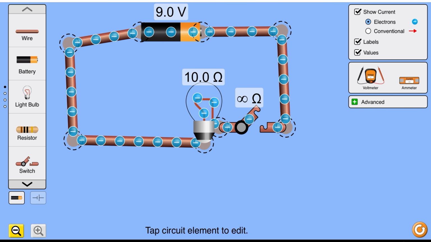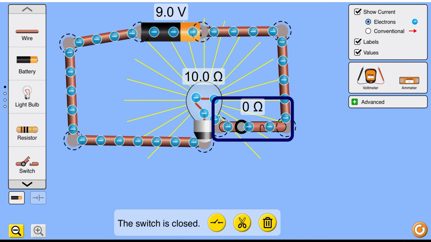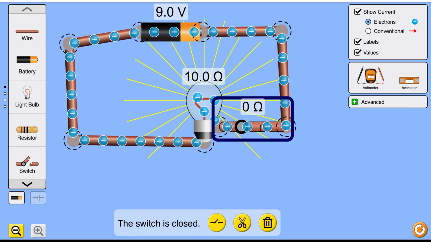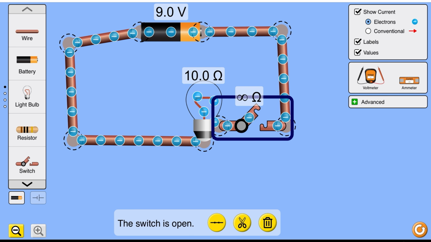So now let's close it. Okay, now what can you see here? Something moving? Yes, electrons are moving.